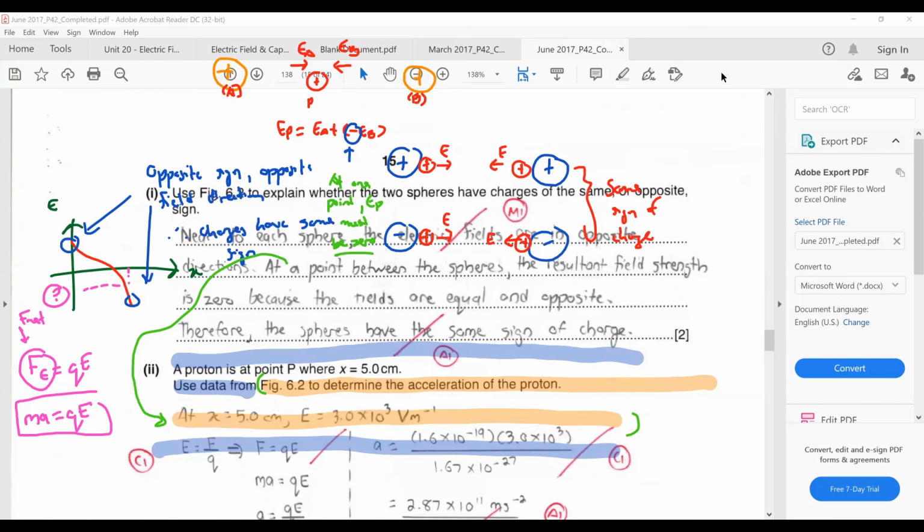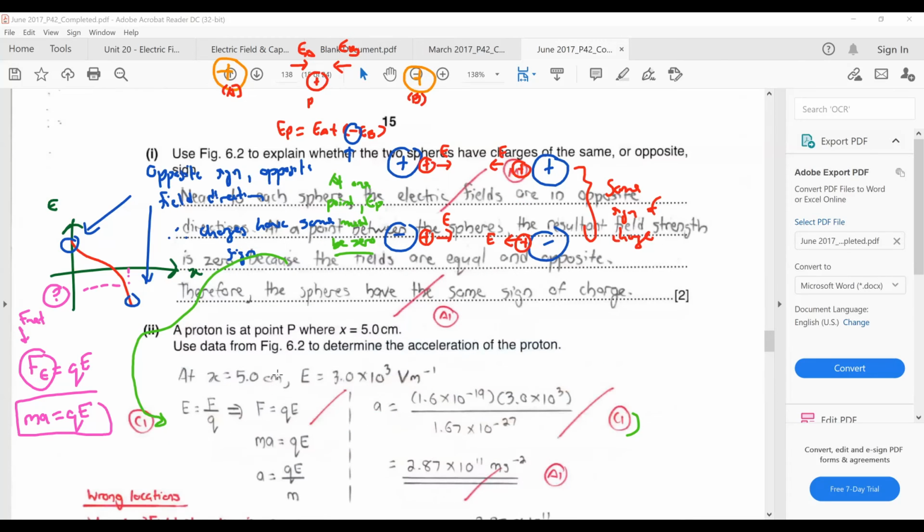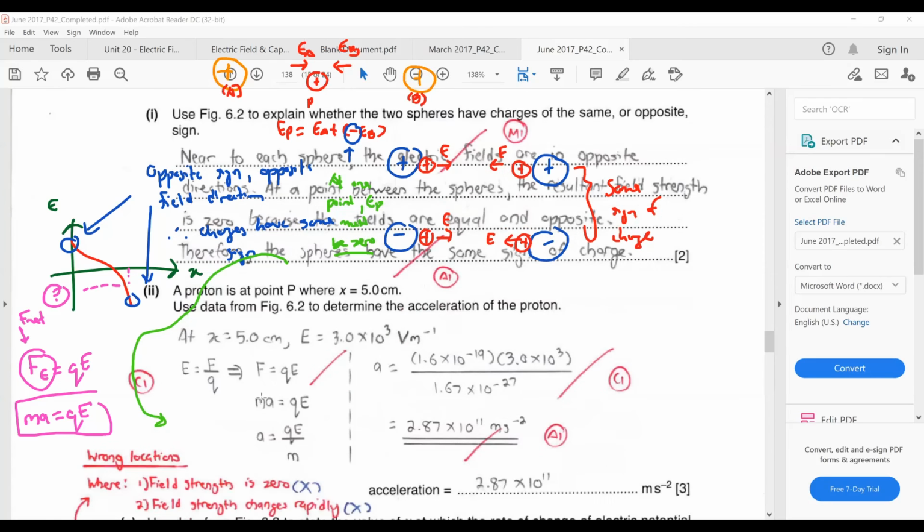So if you're okay with that, then let me just plot this one. Okay. So at x equals 5 centimeter, you should realize that your E is 3 times 10 power 3. The value of E is negative, but you don't really need to bother so much about that. We're only interested in the magnitude. So you don't really bother so much about the negative. So at x equals 5 centimeter, E is 3 times 10 power 3.